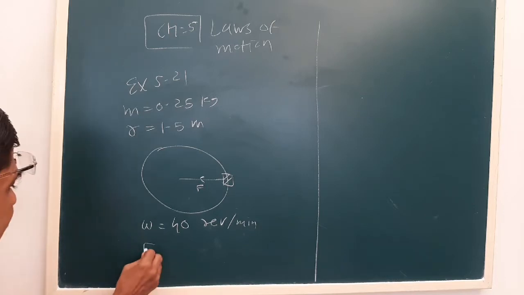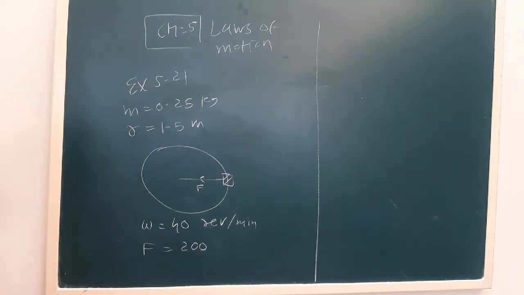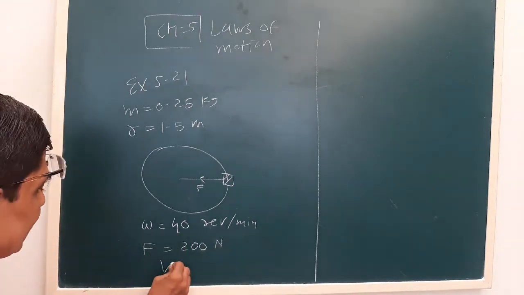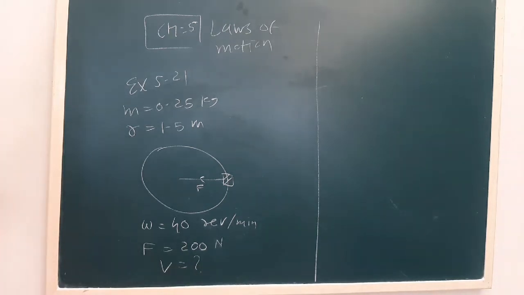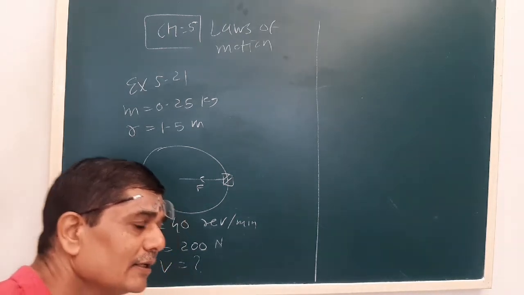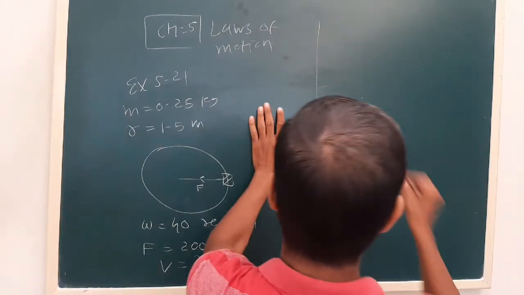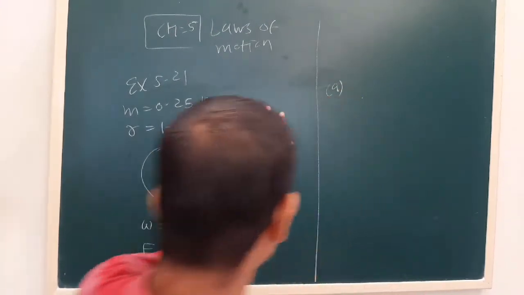And the second part: if the maximum permissible tension is 200 Newton, what is the speed with which it can be revolved? So there are two parts of the question. In the first part we have to find out the tension.